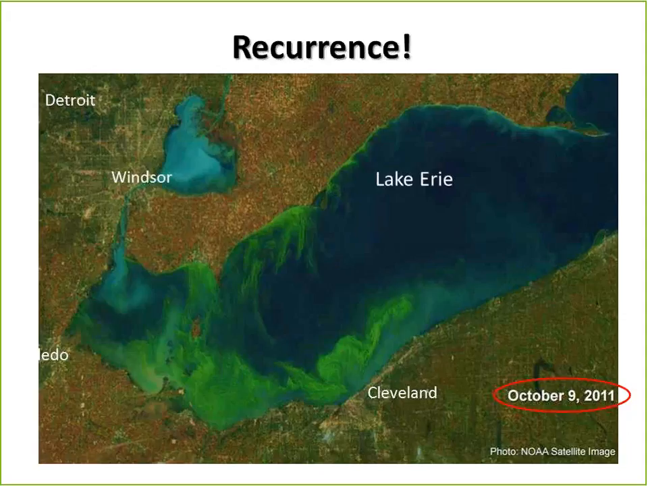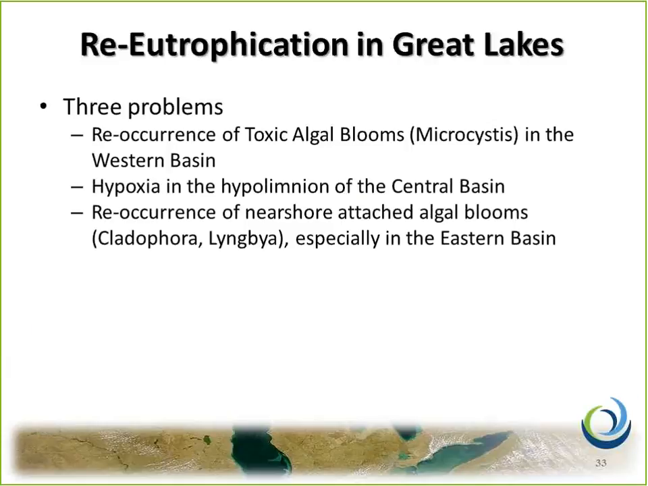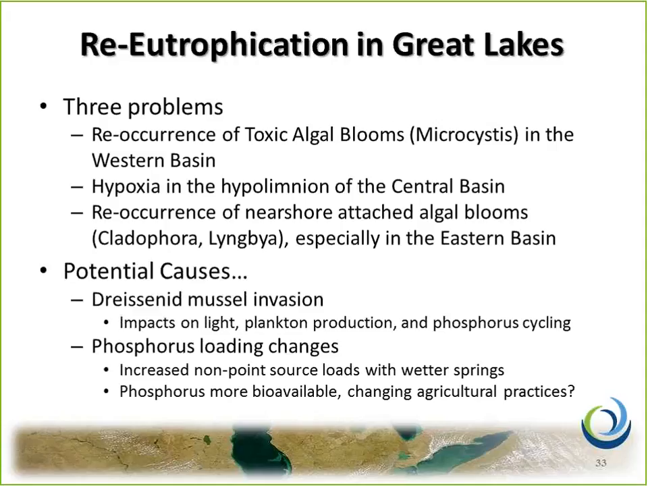And then it recurred. Here's a satellite image from 2011 of blue-green algae in the western basin. And so the IJC set about to try to figure out why and pulled in modelers and data gatherers to try to solve the problem. All 3 problems recurred: toxic algal blooms in the western basin, hypoxia in the central basin, and Cladophora in the eastern basin. So what changed? Why weren't the nutrient reductions sufficient?